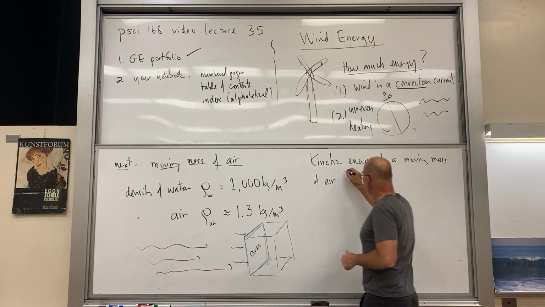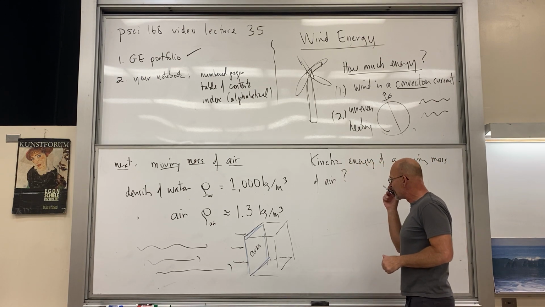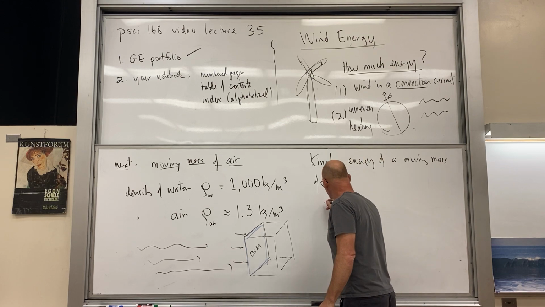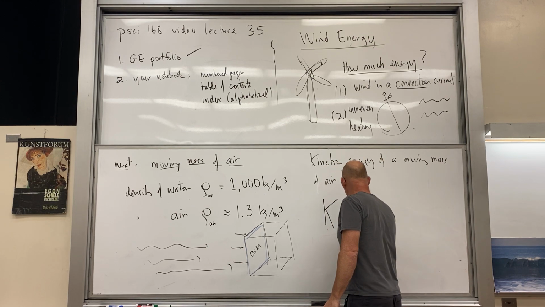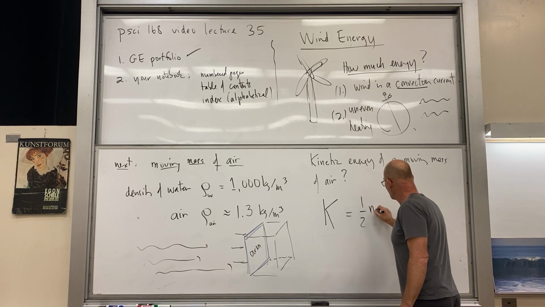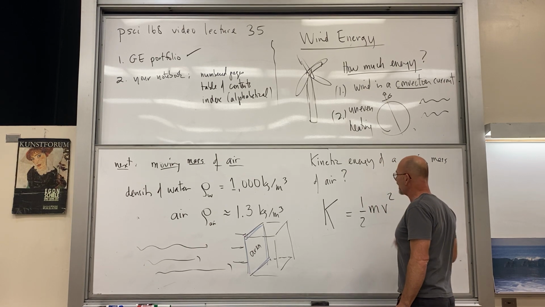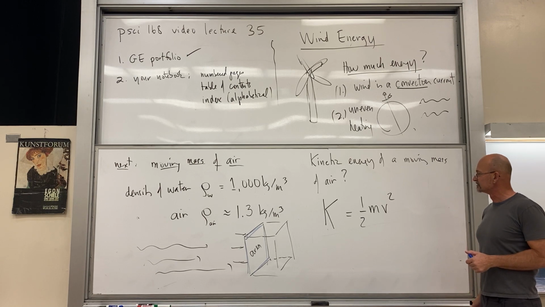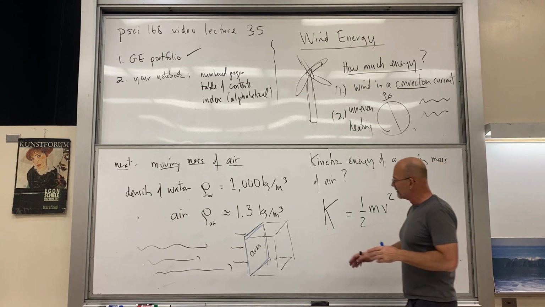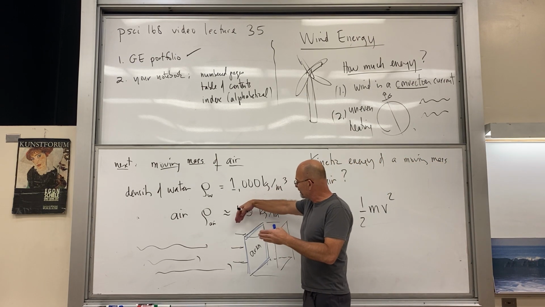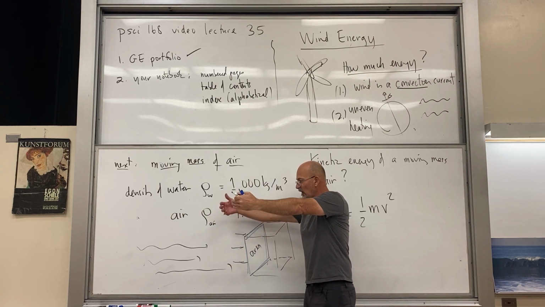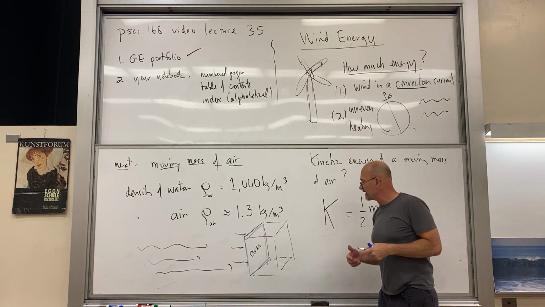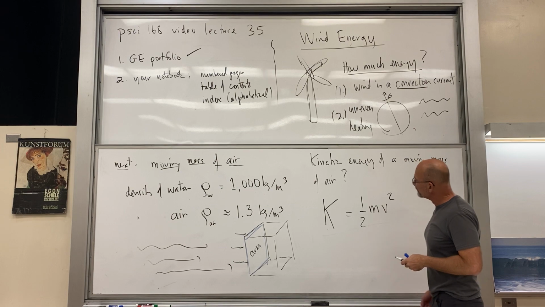So kinetic energy of a moving mass of air, well, here we go. Capital K is 1/2 mv squared. Okay, we just write down the definition, how much we know. Okay, now there is this mass of air, but we're talking about this air coming through a window at us. So we have to modify this a little bit.